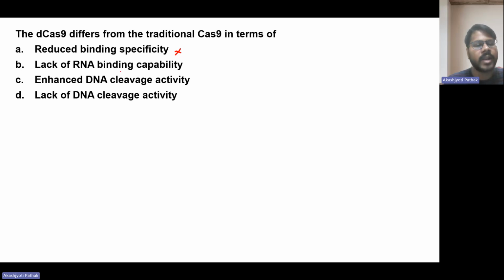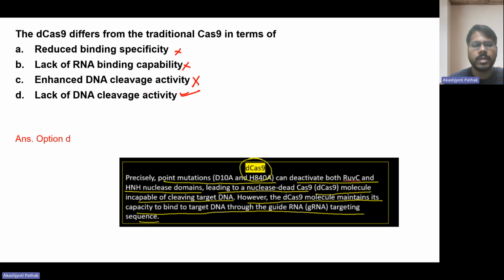Okay. A lack of RNA binding capability, that is wrong. Enhanced DNA cleavage activity, that is wrong. Lack of DNA cleavage activity. So the DNA cleavage activity is lacking because of two mutations in the Cas9 protein. Okay. So it has two mutations. One is the D10A mutation and the other is the H840A mutation that deactivates both the RuvC and the HNH nuclease domain, leading to a nuclease dead Cas9 molecule.